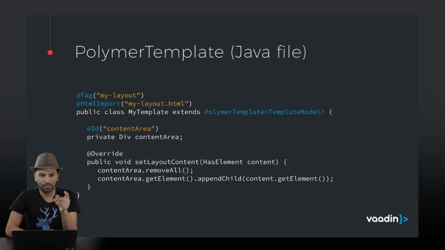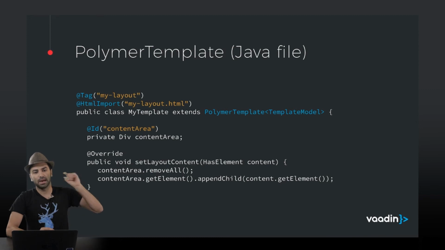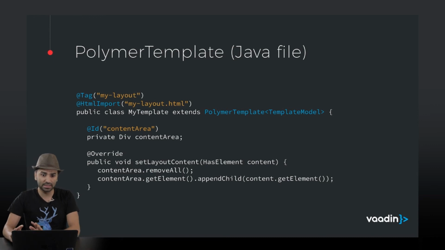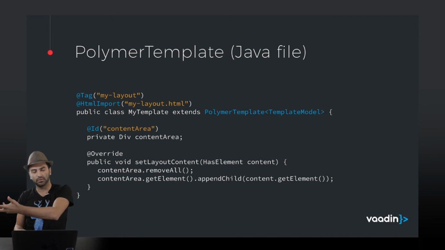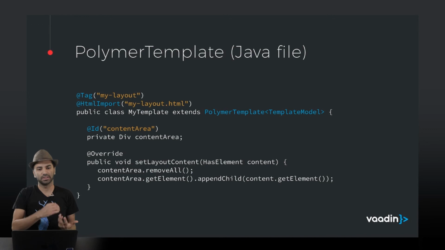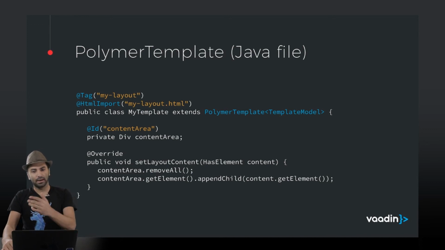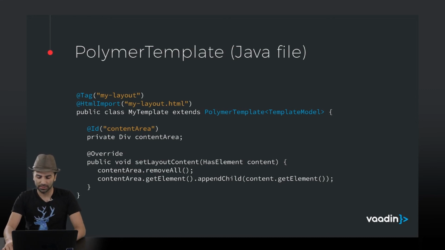So like I have here private div content area. So content area, this object is going to be mapped to the object called content area inside my template. As simple as that. If you have a little bit more complex component, then you can still map it to the corresponding component. If it's a Vaadin element, then you can define a Vaadin element and map it. If it's a custom component, then you need to define this custom component first and then map this custom component here inside your code. And then, for example, here I'm set layout content, I'm overriding it just to give you an overview about how it works.